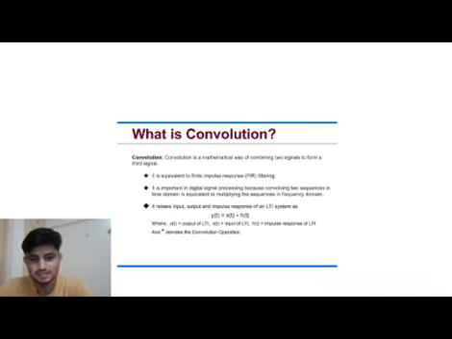It is important in digital signal processing because convolving two sequences in the time domain is equivalent to multiplying the sequences in the frequency domain. It relates input, output, and impulse response of an LTI system. We can see the equation y(t) = x(t) * h(t), where y(t) is the output, x(t) is the input, and h(t) is the impulse response of the LTI system. And this is the convolution operation.